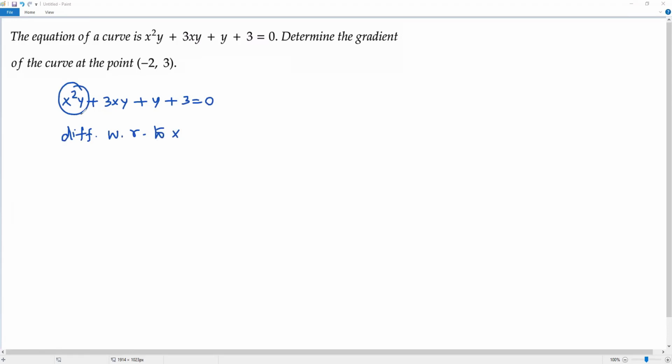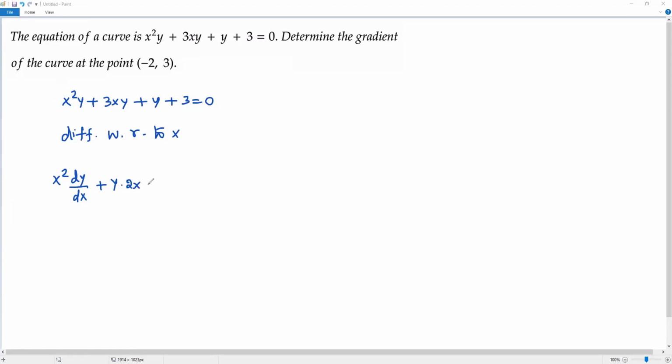When I consider the first term, we have a product of two variables, x² and y. When I find a derivative, if there is a product of two variables, I have to use the product rule, that is the UV method. I keep the first variable x² as it is, and get the derivative of the second one with respect to x. The derivative of y with respect to x is dy/dx. Now I keep the second one as it is and get the derivative of the first one, the derivative of x² with respect to x.